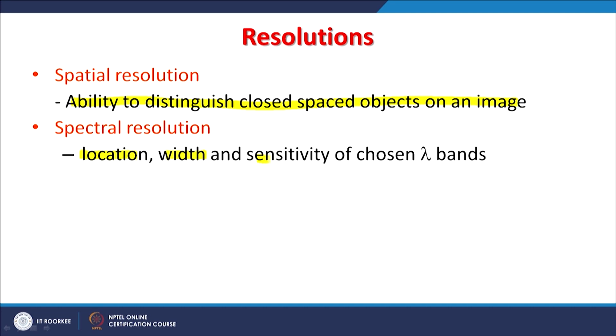Now there is another resolution which is called spectral resolution, and spectral resolution is basically the location, width and sensitivity of the chosen wavelength bands. Basically the width of a band: narrower the band, higher the spectral resolution; broader the band, lower the spectral resolution. For example, generally panchromatic sensors cover a large part of the EM spectrum compared to bands like infrared or near infrared or other parts. So we say that the spectral resolution of a panchromatic sensor is relatively coarser or poor because the width is much more.